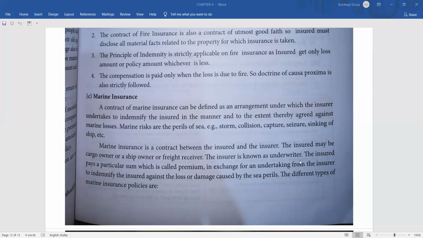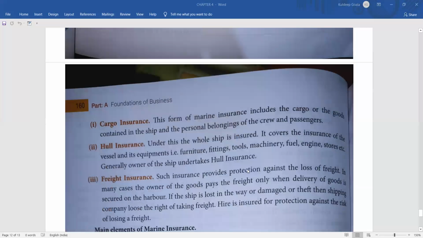The insurer is known as the underwriter. The insurer, okay, insurance company को underwriter बोला जाता है, and the insured pays a particular sum of money called premium, in exchange of which the insurer is going to bear the risks of marine.